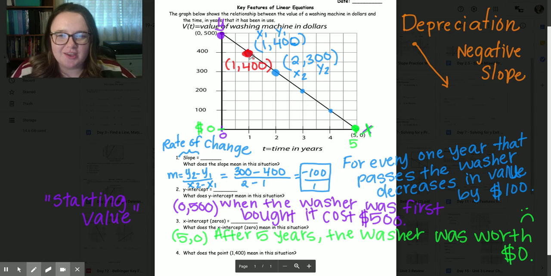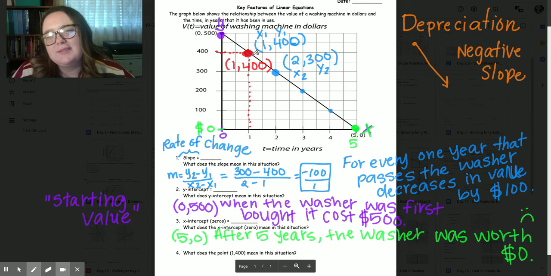Well, let's look. The x down here is at 1, and that's our years, right? So 1 year, and if I look at the y, it's at 400, and that's talking about dollars. So let's put that representation and that connection together. 1 year, $400. I think we made that connection up there on that other first question.